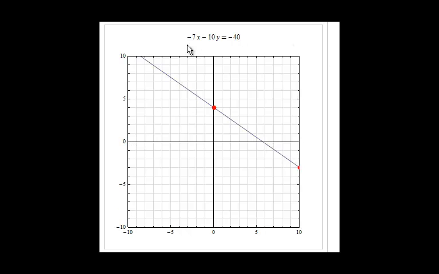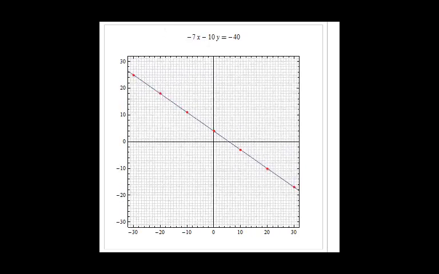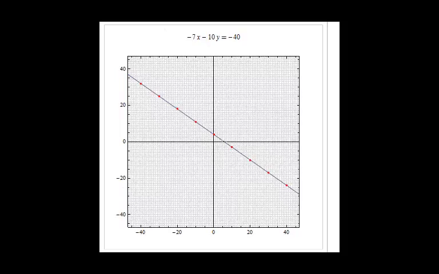Now we're looking at the graph of negative 7x minus 10y equals negative 40. Here the greatest common divisor between negative 7 and negative 10 is 1, and again that divides evenly into negative 40. So we expect to find solutions to the linear Diophantine equation. In fact, we've got one here, and it looks like another there, and if we zoom further out, we're going to see more and more of those solutions.